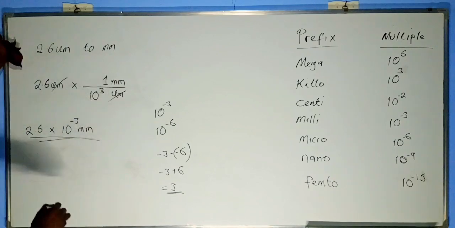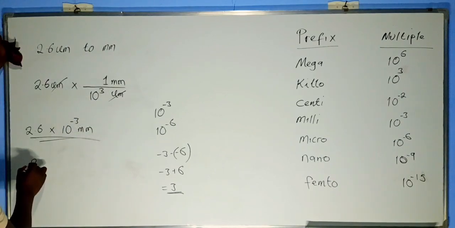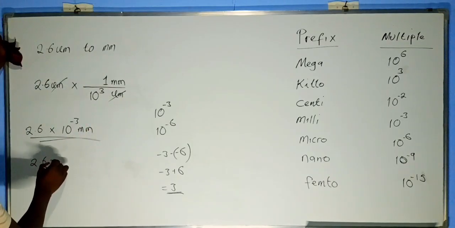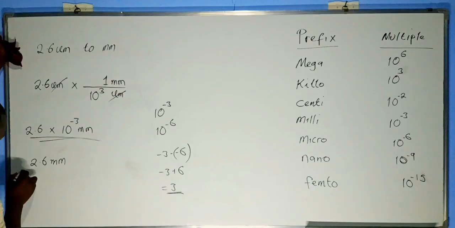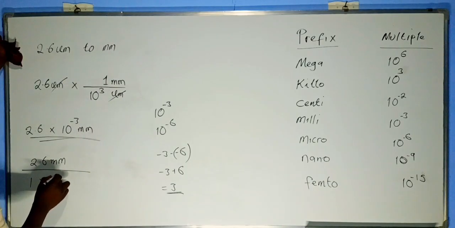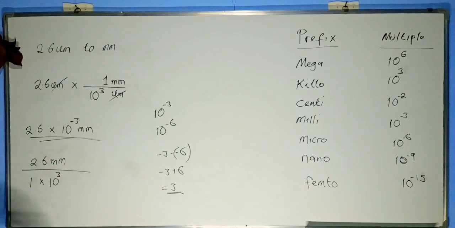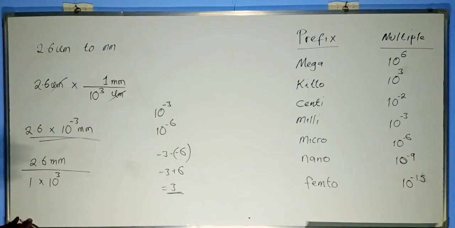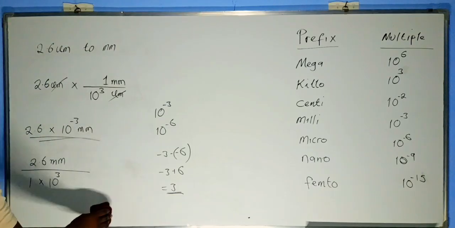What this means here is you multiply 2.6 by 1, and you have 2.6 millimeters in that unit. Then this will be divided by 10 to the 3, which is like 1 times 10 to the power of 3. When you punch your calculator here, you find that the answer you're going to get is 2.6 times 10 to the minus 3. So that's how simple it is to convert between units using the prefixes and their multiples.